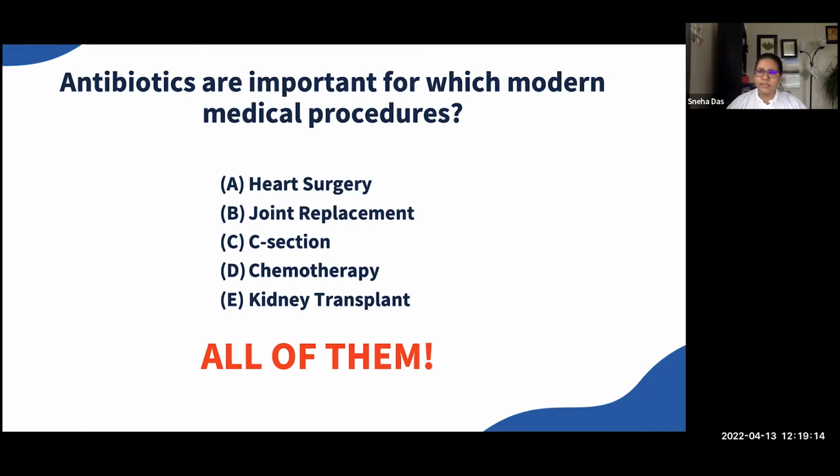Like many of the surgical procedures and chemotherapy that we have today wouldn't exist without antibiotics. And the reason for this is we don't just use antibiotics to treat infections, but we also use antibiotics to prevent infection. So if you were to have a surgery tomorrow, you would be prescribed antibiotics as prophylaxis. So without antibiotics working, we would not be able to have all these modern medical procedures, these surgeries, chemotherapy that we take for granted today.